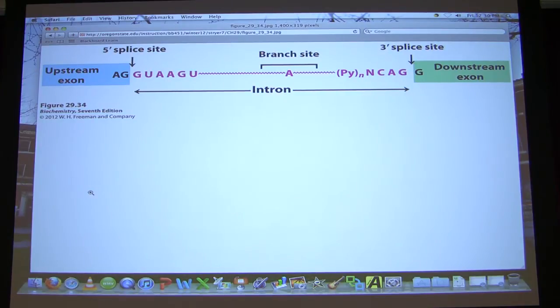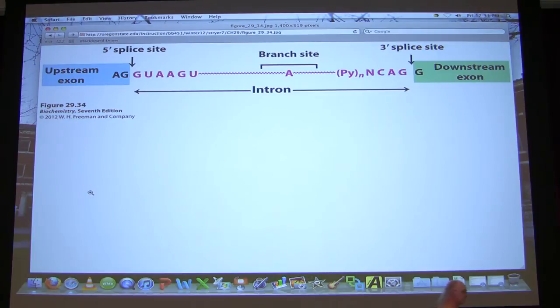The removed segment has a name. It's called an intron. So an intron is a segment of RNA that is excised from the RNA after it's been made. The segments that remain are called exons. So we see here's an exon, and in the process of this splicing phenomenon, this intron will get removed, and the AG will get joined over here to this G over here.